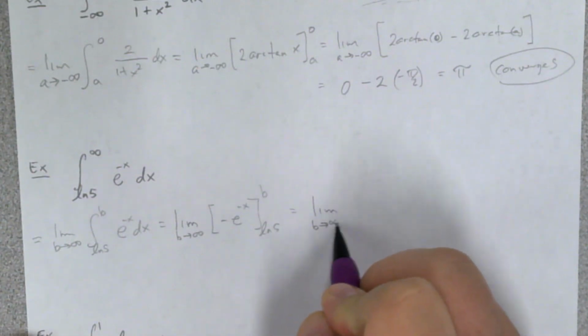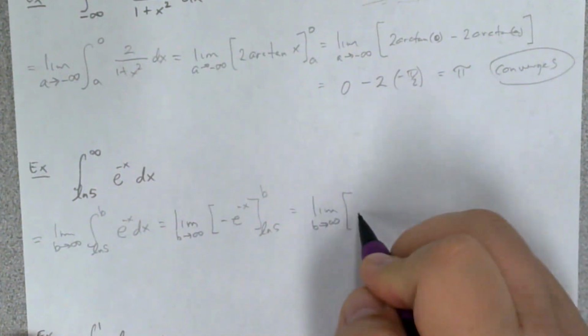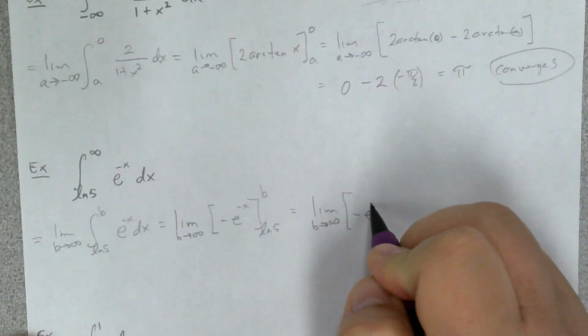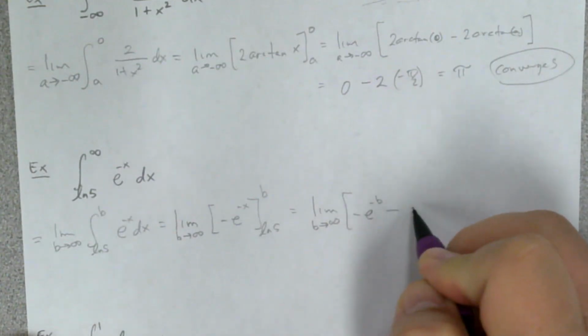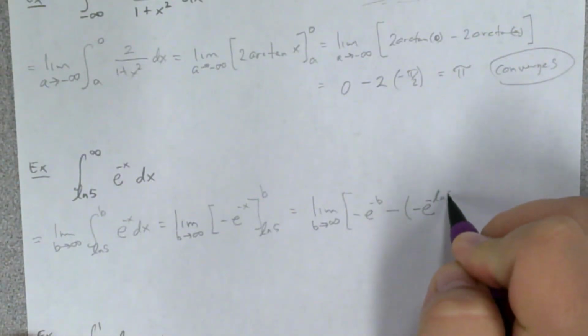Very important that you don't skip these little limits, so you got to make sure you write them every single time, just like I'm doing here. Plug in b, plug in the natural log of 5.